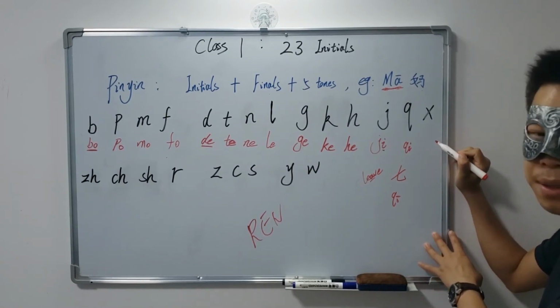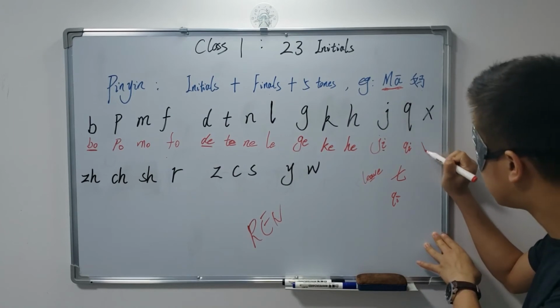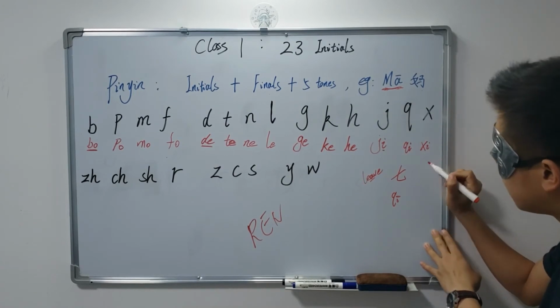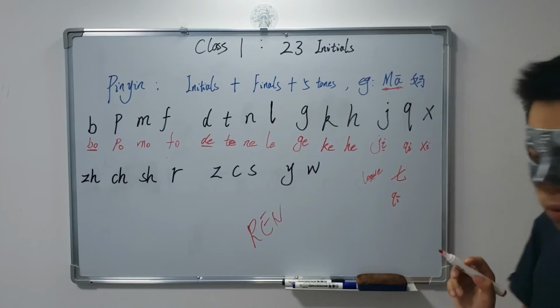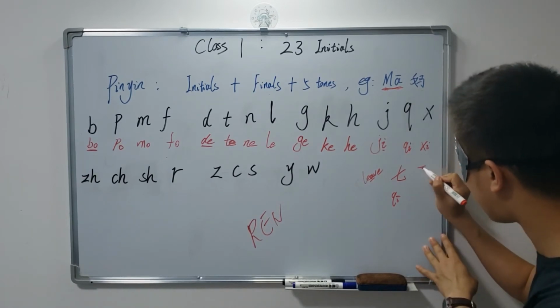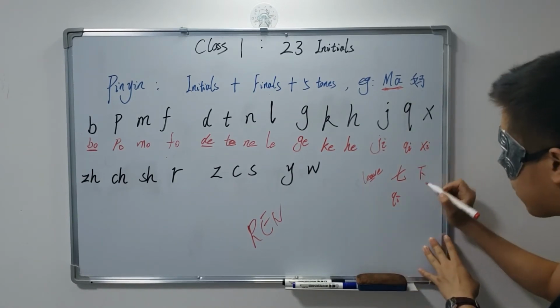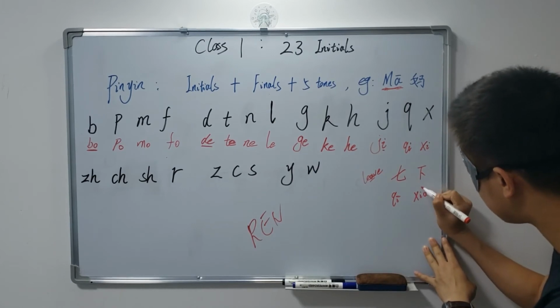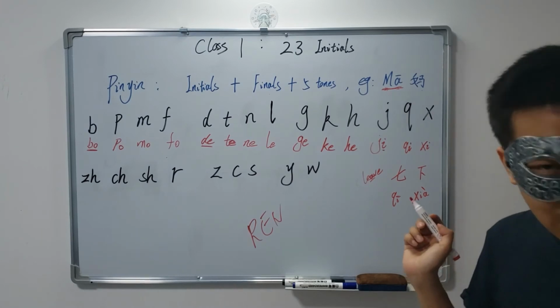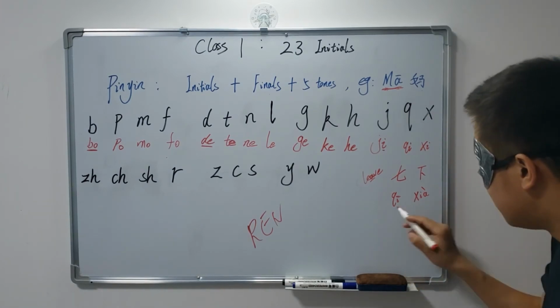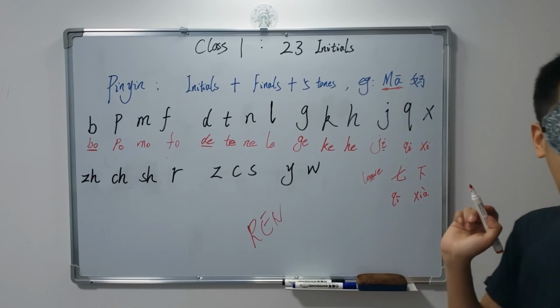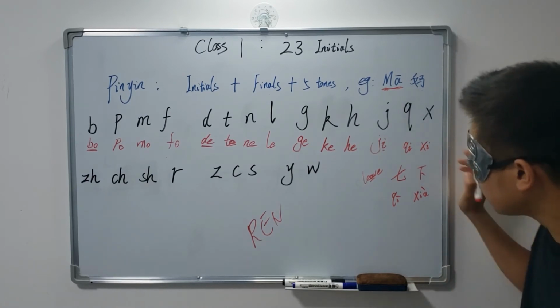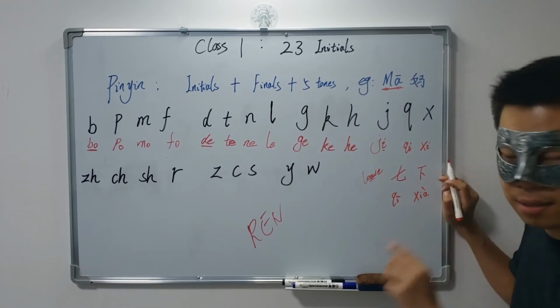This one, its pronunciation is xi. For example, like 下, it means down in Chinese character. Its pinyin is xia. 下. Qi, 下. Okay. Listen carefully.